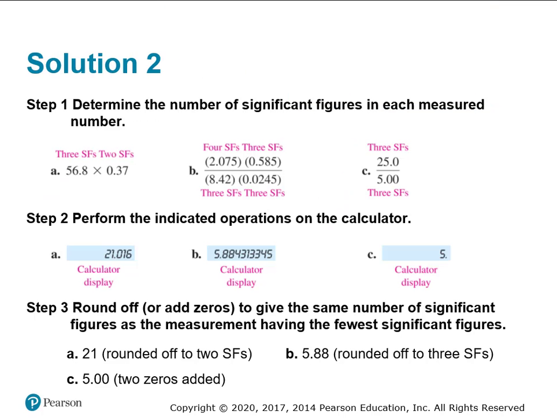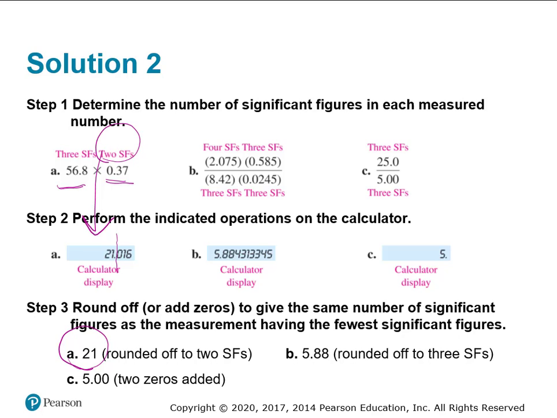Let's look at it. 56.8 times 0.37. 3 sig figs, 2 sig figs. So my calculator would tell me 21.016. 2 sig figs, 1, 2, I would draw a line. That 0 is not going to do anything, so your final answer should be 21.